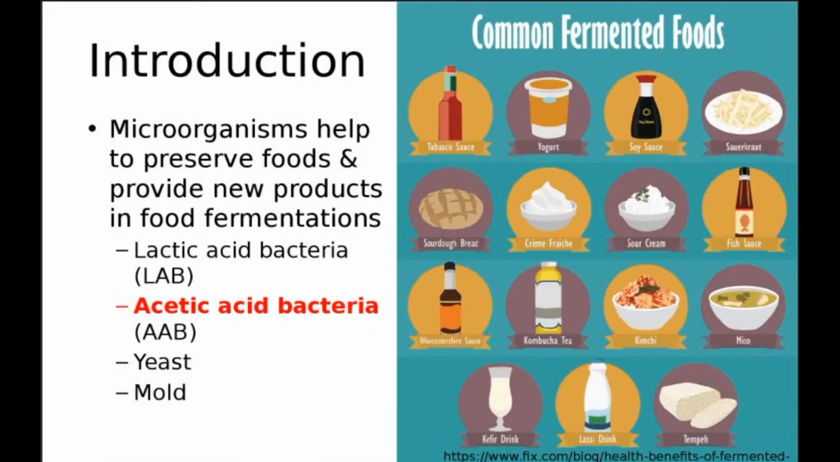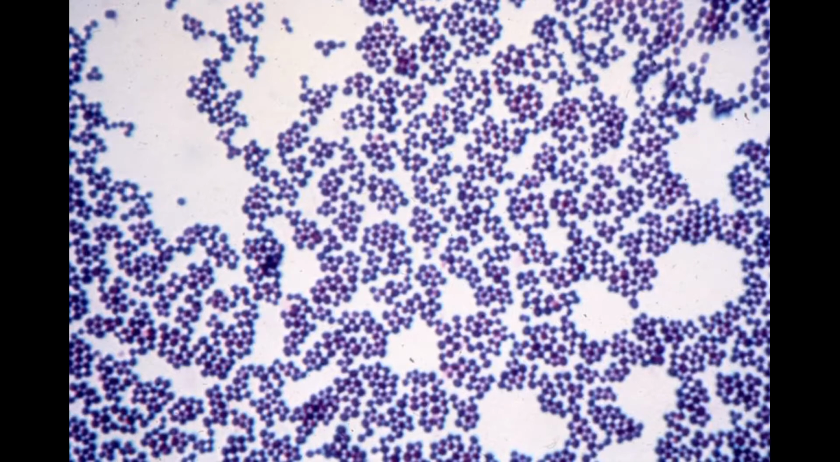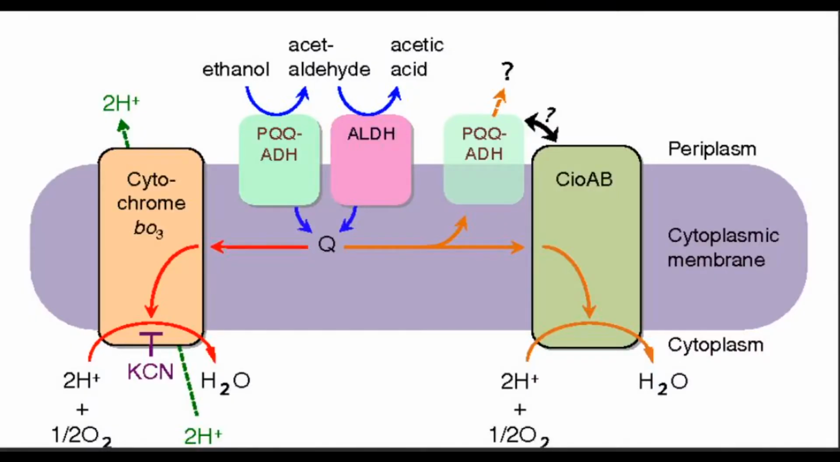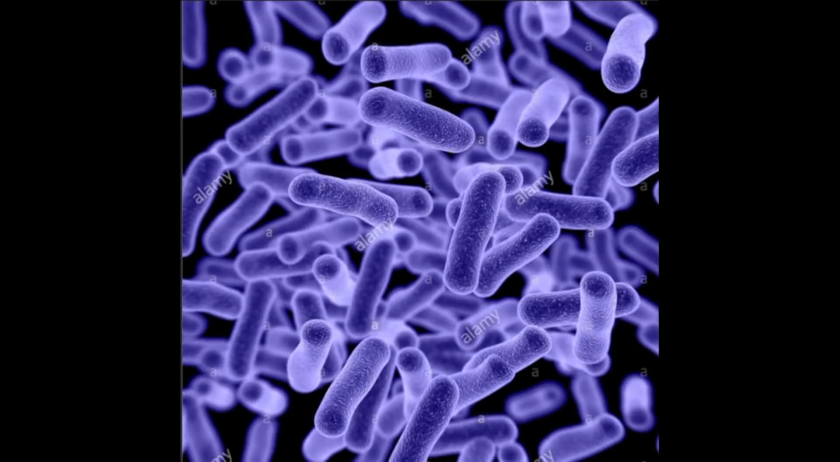Acetic acid bacteria (AAB) are a group of gram-negative bacteria which oxidize sugars or ethanol and produce acetic acid during fermentation. The acetic acid bacteria consist of 10 genera in the family Acetobacteriaceae.